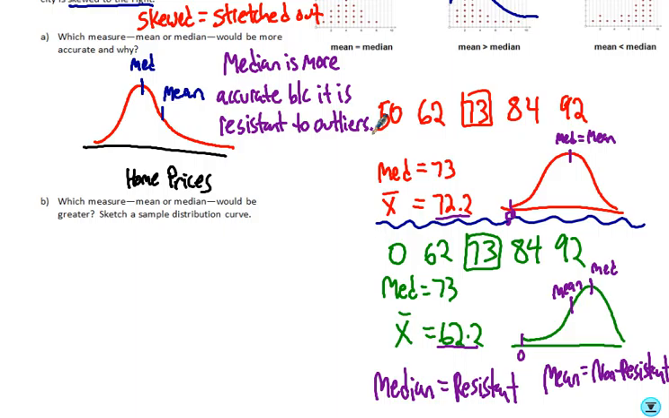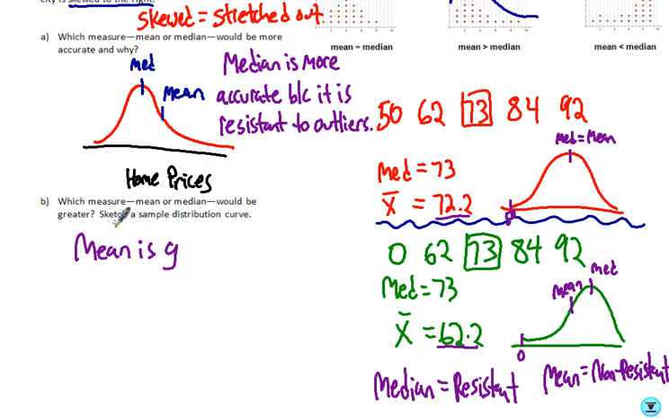Which measure, mean or median, would be greater? Well, we've already said that if it's skewed to the right, that means there's one kind of outlier out here that's pulling it to the right. It may not just be one, by the way, it could be more, but the idea is that there's a few data points that are pulling this to the right. So the mean is greater.